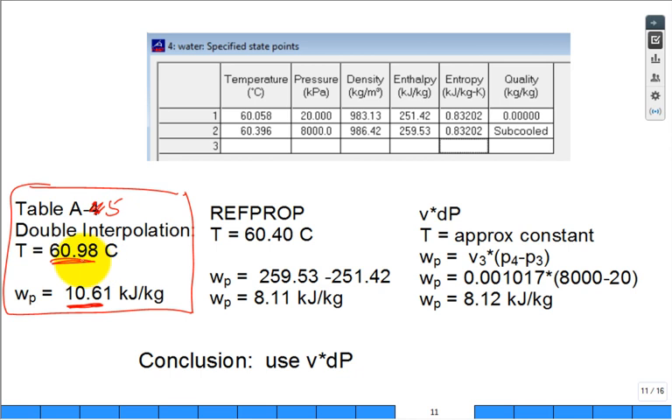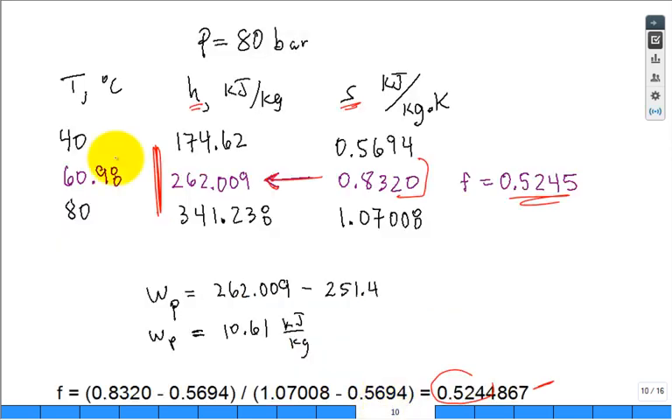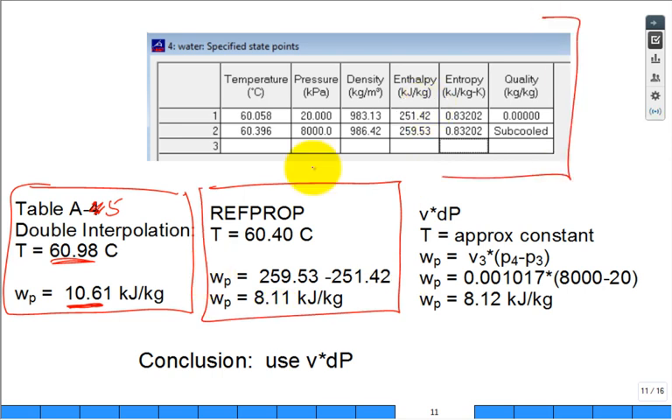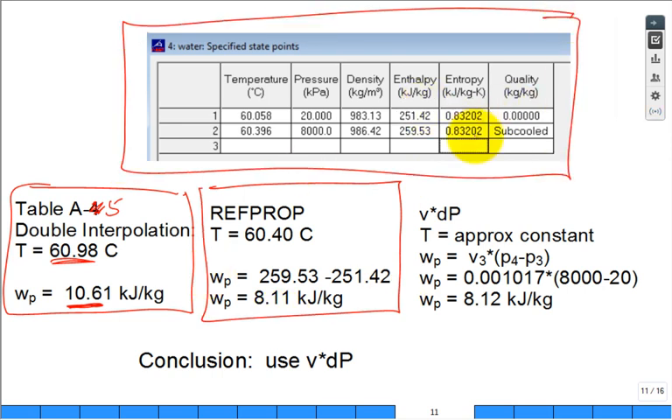I could even look at the temperature, do that double interpolation to find this temperature right here. It's about 52% of the way between 40 and 80. It's around 60.98, hence around 61 degrees C. I go to RefProp. This is grabbed off a table, not plotted, so I can get more digits.